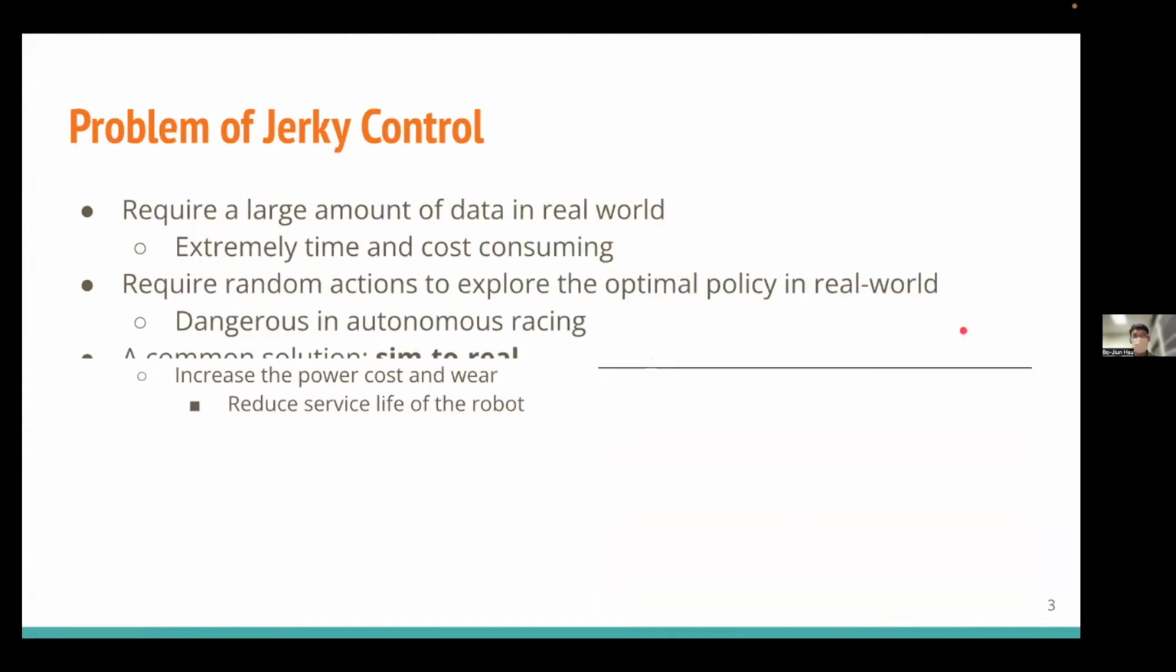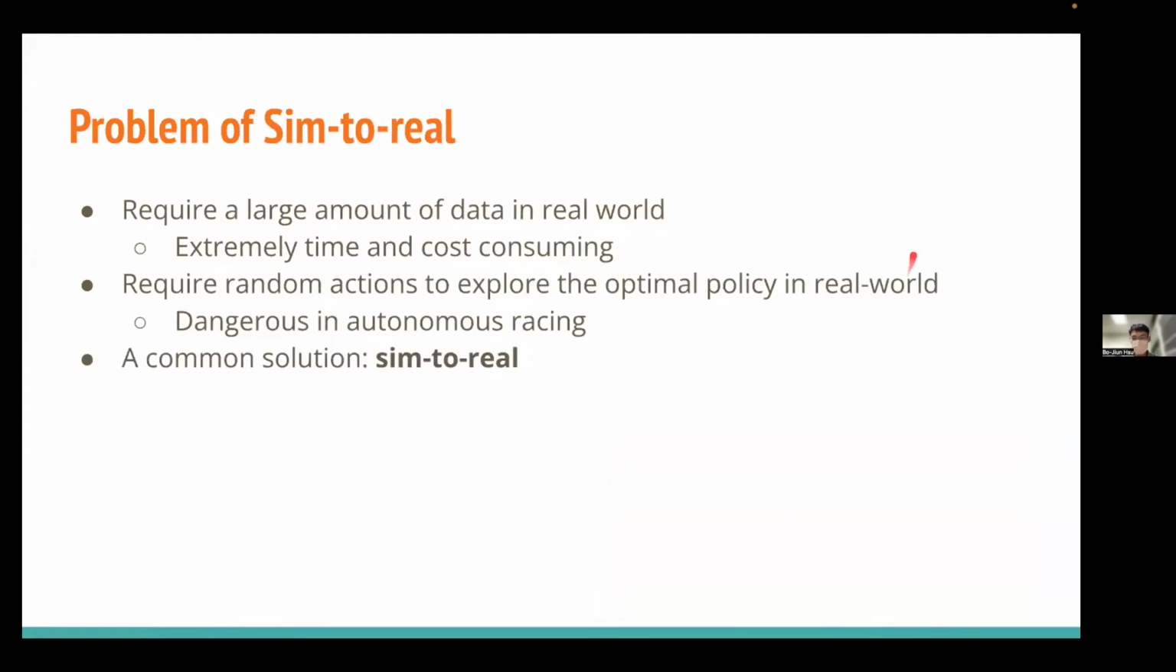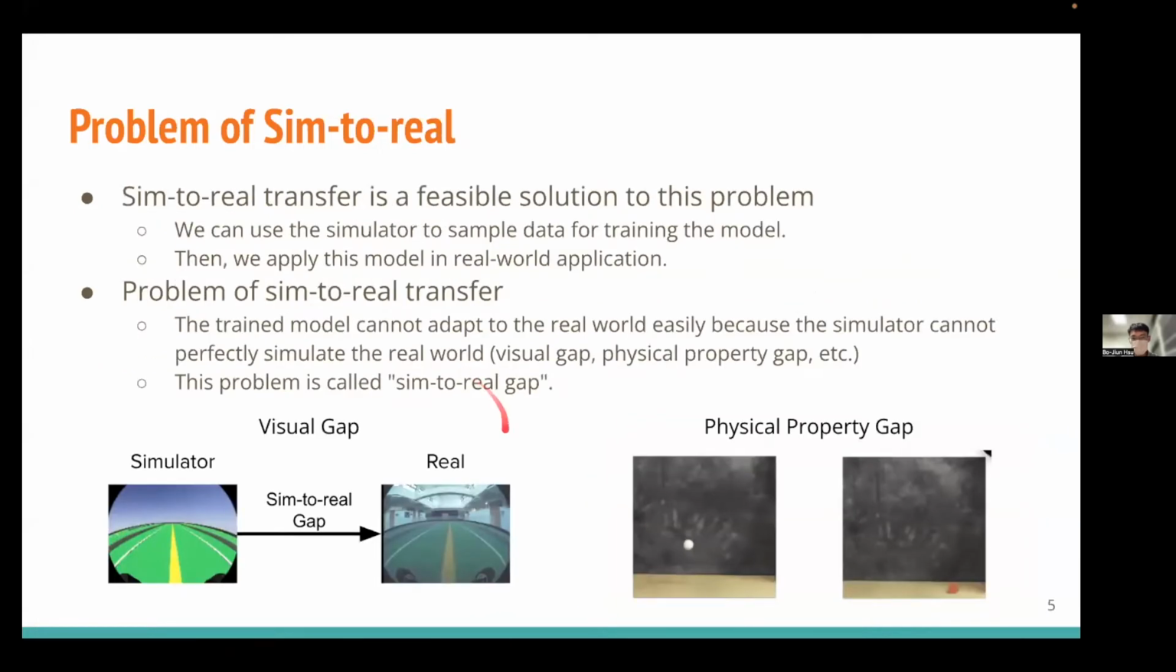Another problem is sim-to-real. Since we need a large amount of data for training, it is difficult to train a deep reinforcement learning model directly in the real world. One of the common solutions is sim-to-real. We can use the simulator to sample data for training the model. The trained model cannot adapt to the real world easily because the simulator cannot perfectly simulate the real world. Both the visual gap and the physical property gap may cause differences between the simulator and the real world.